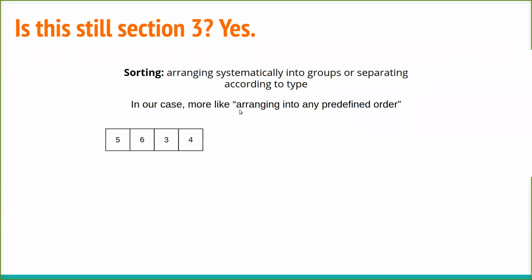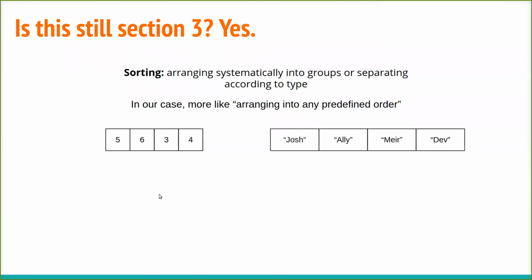Because sorting is specifically to do with data, okay? We have a lot of data, like our array here, 5, 6, 3, 4. And we can have another array here, Josh, Ali, Mayor, Dev. To sort these arrays would be as simple as putting this one into some kind of numeric order, 3, 4, 5, 6, maybe 6, 5, 4, 3, right? Ascending or descending order. That would be sorting this array.